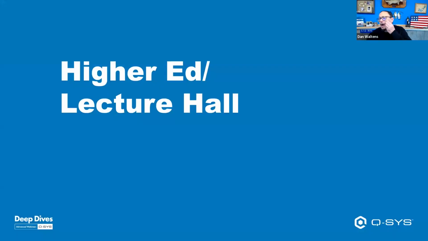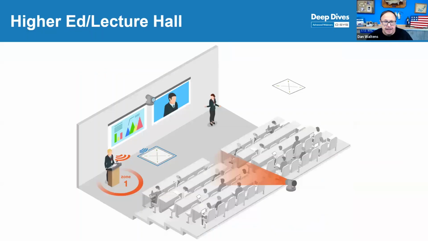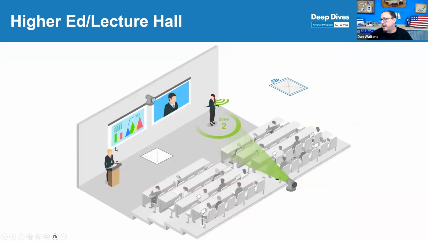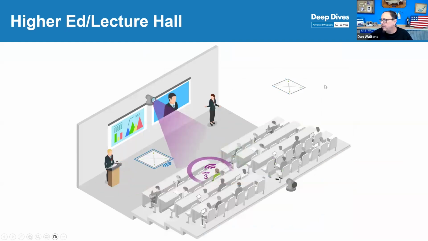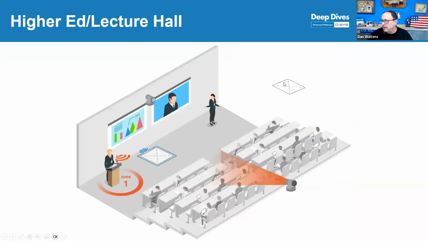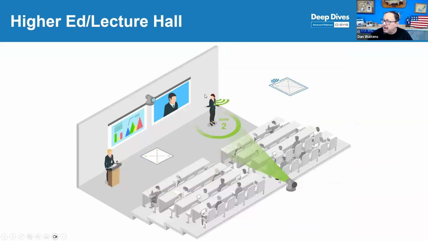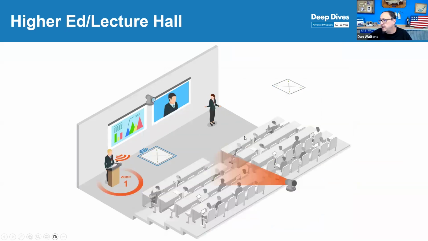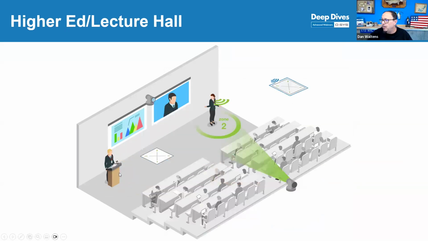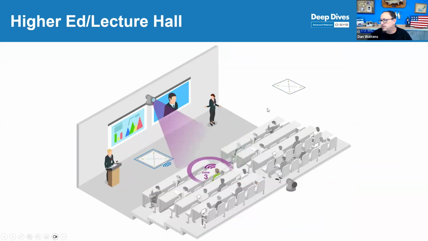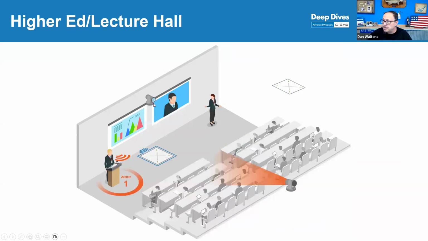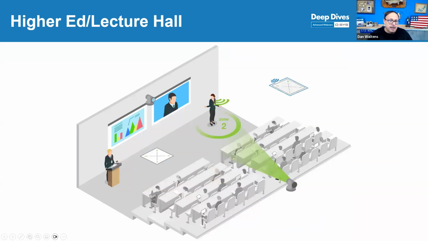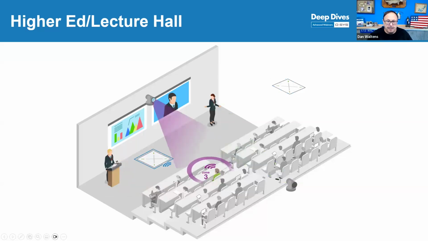So in higher ed and lecture halls, what you might want to see in this space is a zone over here so that when the telemetry data from this microphone senses that someone's over here, we recall a preset for zone 1, zone 2. If someone in the audience starts to speak, then we pick up zone 3. You can see the benefits of doing that.